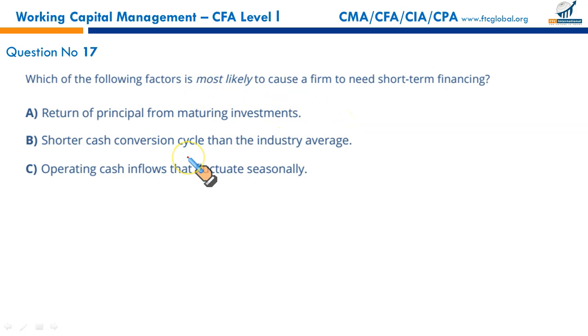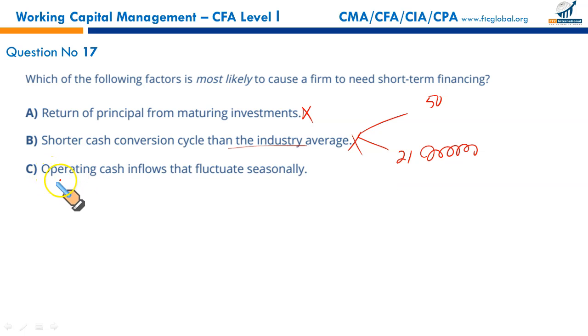In which of these cases do we need money? Here we don't need any cash at all because our principal is maturing. We'll have sufficient cash. B. Shorter cash conversion cycle than the industry average. Let's say the industry average is 50, but your cash conversion cycle is just 21 days. Means you are generating cash at a much faster rate than the industry average. You will have no liquidity problem in this case.